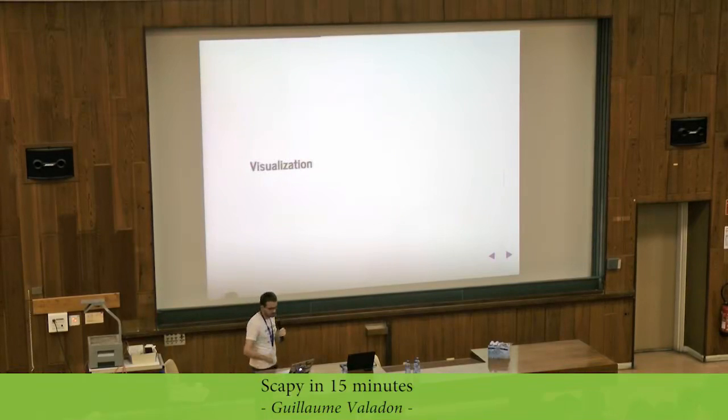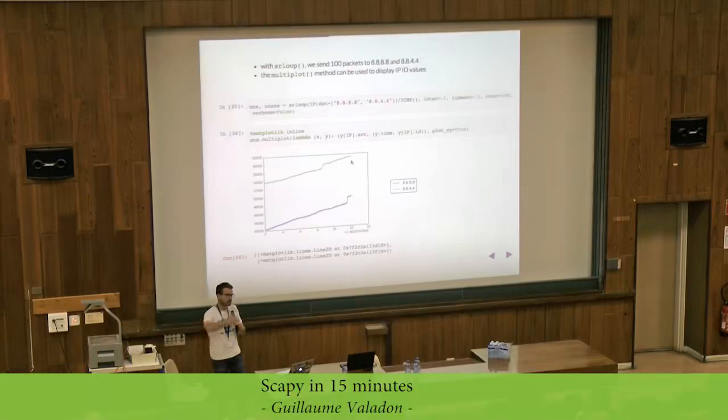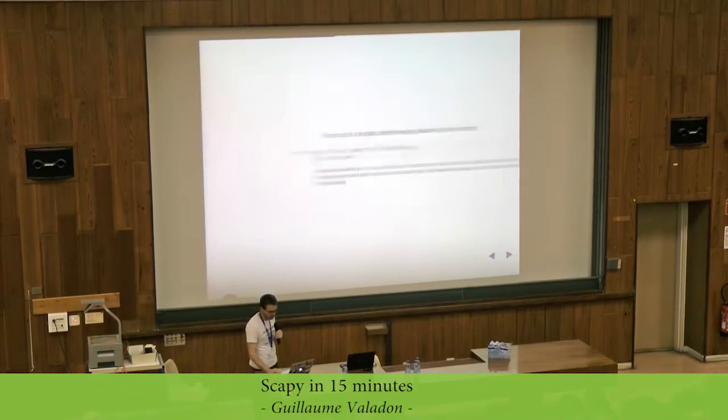Okay, visualization. We have many tricks inside to do pretty things. So first, I will gather some data with SR loop, which is sending, in this case, 100 packets to Google Public DNS server. And then I will use a multiplot function in order to plot the IP ID field against time. And the funny thing here, as you can see, is that we have indeed 2 different servers with an incremental IP ID. Here that's 8.8.8.8, and here that's 8.8.4.4. Could be useful, for example, for pen tests if you want to identify different servers behind NAT. This is, of course, a really silly example.